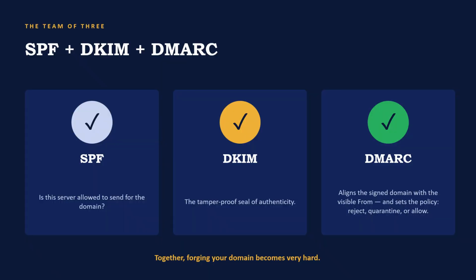DKIM is most effective when implemented alongside two other protocols. SPF verifies whether the sending server is authorized to send messages on behalf of a domain. DKIM provides a tamper-evident seal to the message. DMARC integrates these mechanisms by ensuring that the signed domain aligns with the visible from address and instructs receivers on the appropriate action if a check fails, rejects, quarantines, or accepts the message. Collectively, these protocols significantly increase the difficulty of forging a domain.